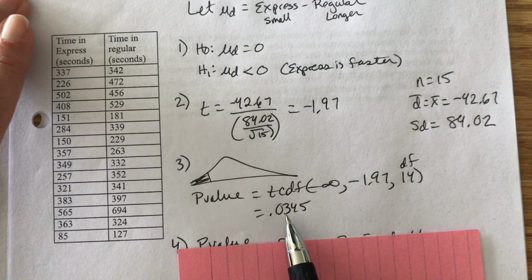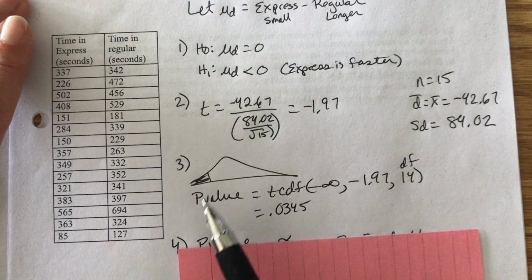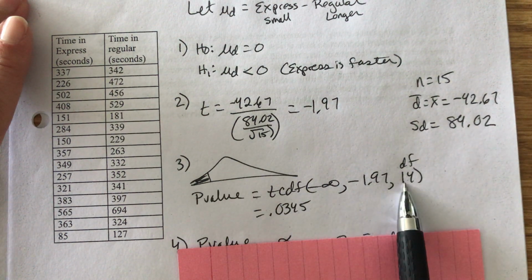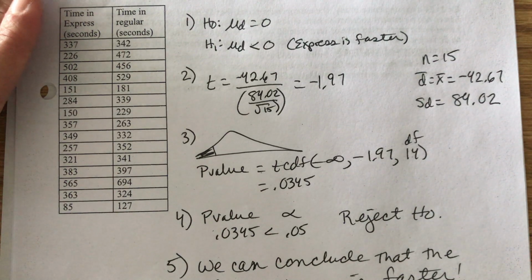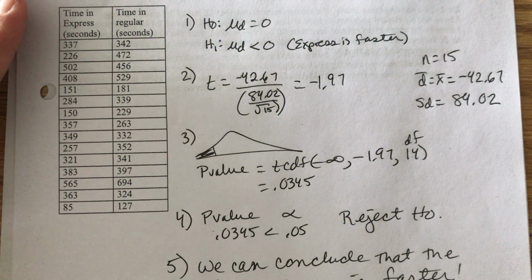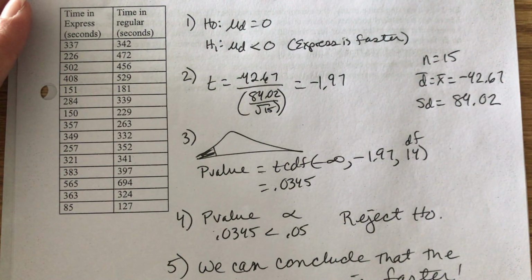So now here's your p-value. It's a left-tailed test. Degrees of freedom 14 because there's 15 ordered pairs. And we should have this as our answer. But yes, we can conclude that the express lane is faster.